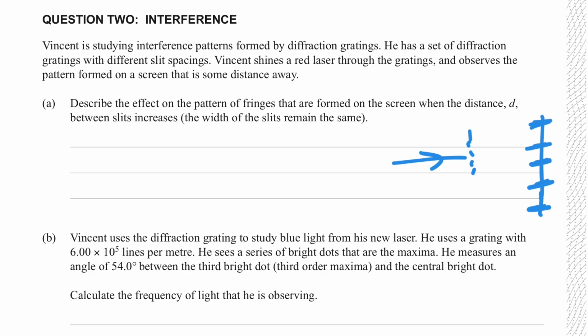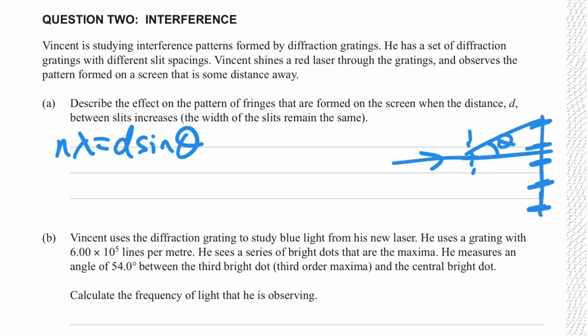So a wide spacing means you're going to use n lambda equals d sine theta for your consideration. You can't use n lambda equals dx over L because that relies on a small angle of spacing. So small angle is where sine theta is approximately, no, that's for the other one. The tan theta is approximately equal to x over L. Yeah, something like that.